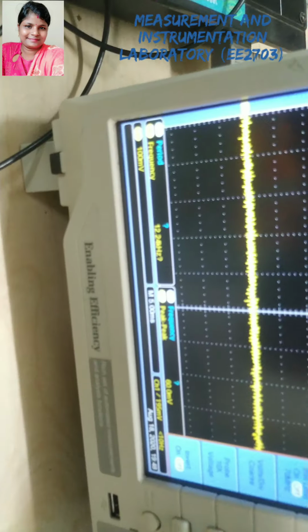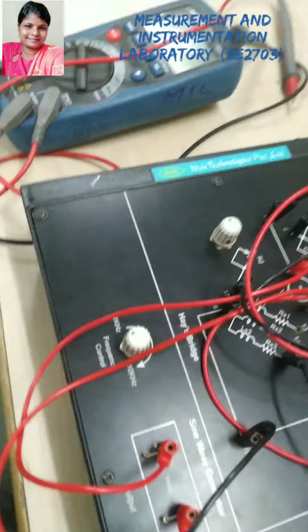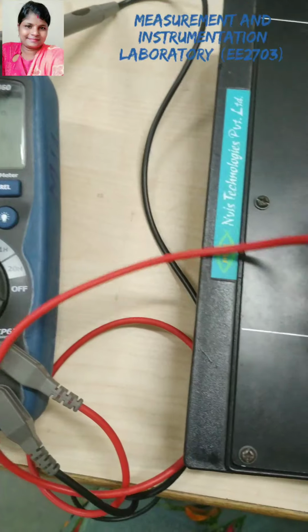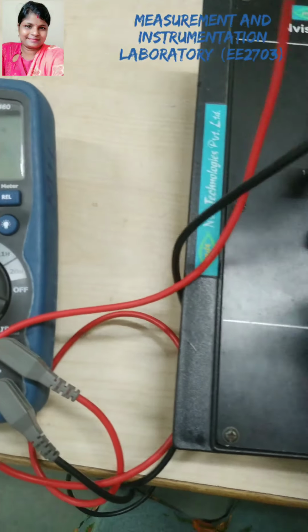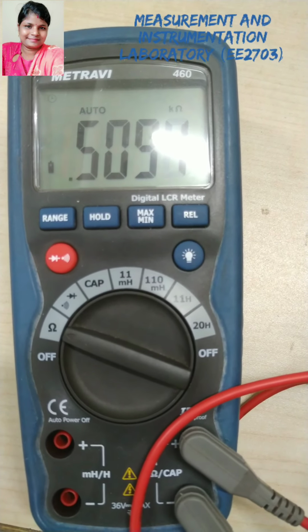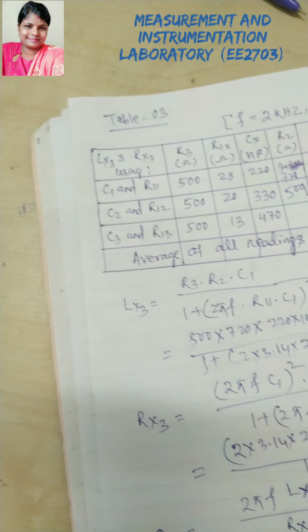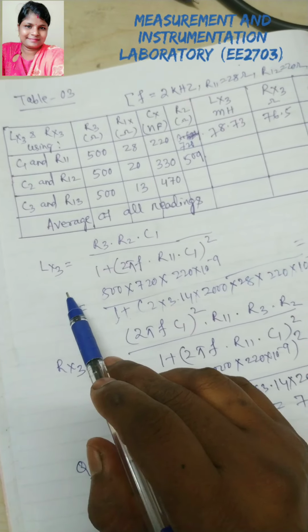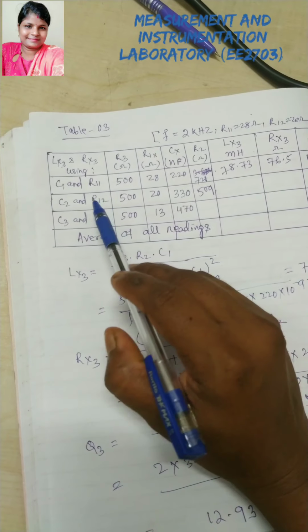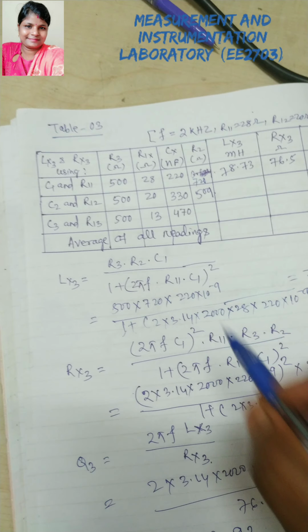So the peak to peak voltage is 56. So switch off the power supply and disconnect the wire of R2 and connect the multimeter and take the value of R2, 509. Write here 509 ohm, and likewise you have to calculate the value of LX3, RX3 and Q3 using the constant values of R12, that is 20, and other values.